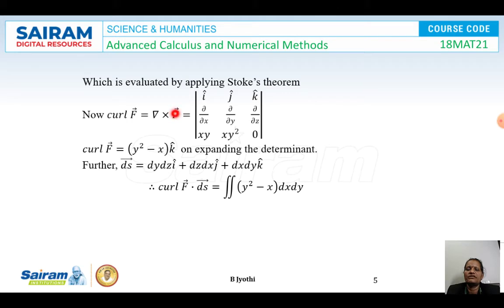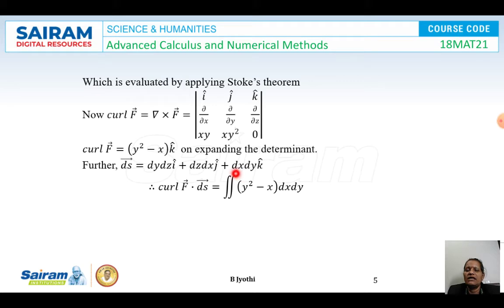So now the curl f is equal to del cross f, that is given by the determinant consisting of the first row as i j k, the second row as dou by dou x, dou by dou y and dou by dou z, and the third row as xy, xy square and 0. Next, the curl f is given by (y squared minus x) k on expanding the determinant. Further, ds is given by dy dz of i plus dz dx of j plus dx dy of k. Next, curl f dot ds, if we take, will be (y squared minus x) dx dy, because we have only the k term.